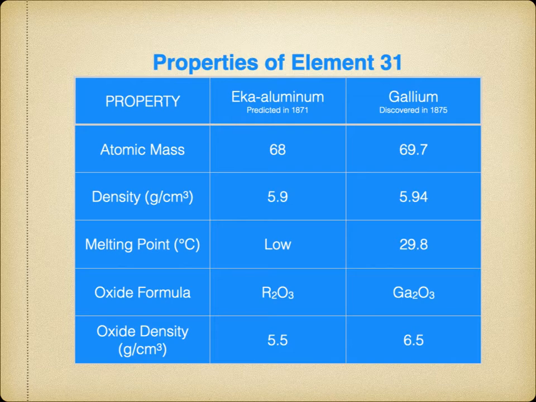And in 1871, he predicted that it would have an atomic mass of 68. It would have a density of 5.9. It would have a relatively low melting point. That its formula with oxygen would be that element in a ratio of 2 to 3 with oxygen, and that the density of that oxygen compound would be 5.5 grams per centimeter cubed.